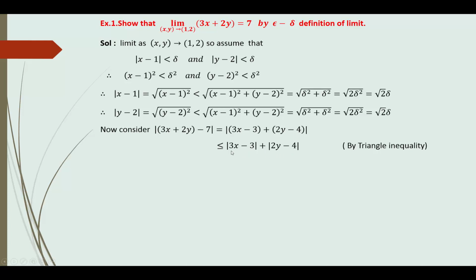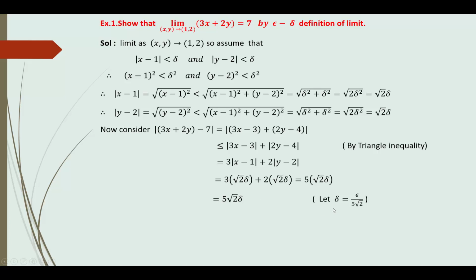In the first term, take 3 common, and in the second term, take 2 common. So it is equal to 3 into modulus of x minus 1 plus 2 into modulus of y minus 2. Now we know modulus of x minus 1 is less than root 2 delta, and modulus of y minus 2 is less than root 2 delta. So 3 plus 2 is 5 root 2 delta. Therefore modulus of 3x plus 2y minus 7 is less than 5 root 2 delta.